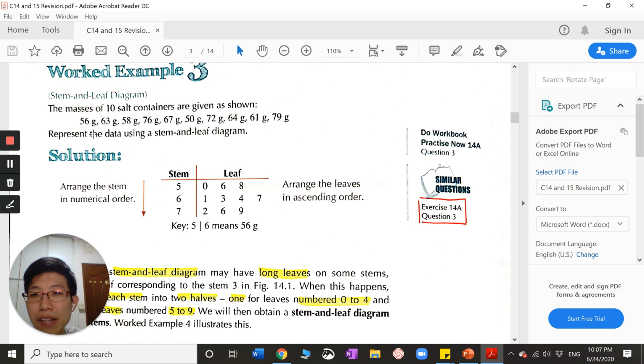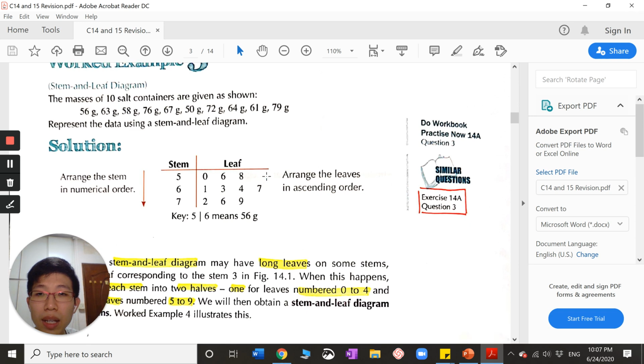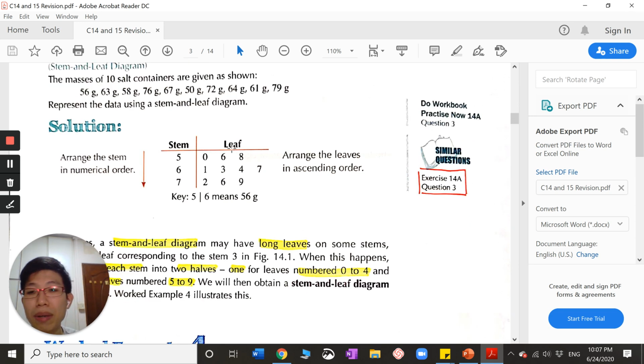Okay, so for example, in this case, if we want you to draw a stem and leaf diagram, you'll be given a set of data. For example, in this case, the masses of 10 salt containers, and you realize that all these numbers are not arranged in order. That's why you need to arrange in order first before you can present it in a stem and leaf diagram. Okay, so I won't go through the details. You can read it by yourself.